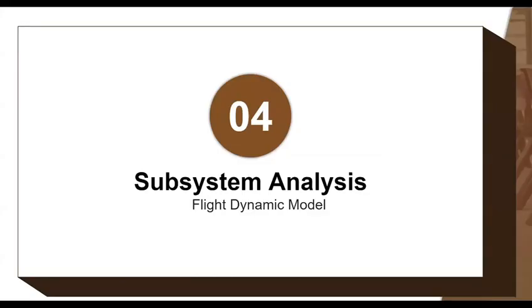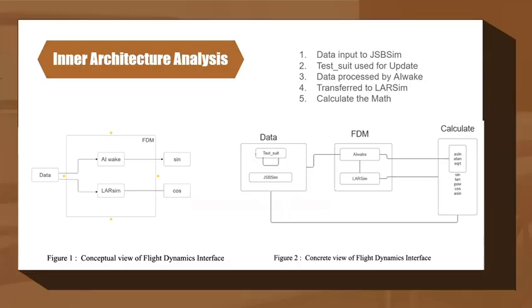Okay, for subsystem analysis, we choose to analyze the flight dynamic model component. Here we can see 2 diagrams for the conceptual view and the concrete view. We both found the internal of FDM mainly consists of AI wake and LaRCsim simulator. The initial data is input to the JSBSim simulator through an interface and continuously updated by the test suite. Then the data will first be processed by AI wake and then transferred to the LaRCsim simulator.